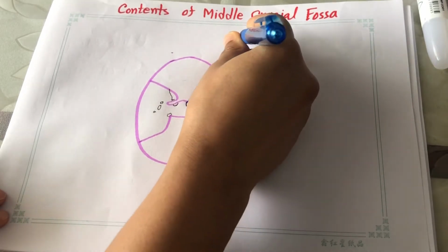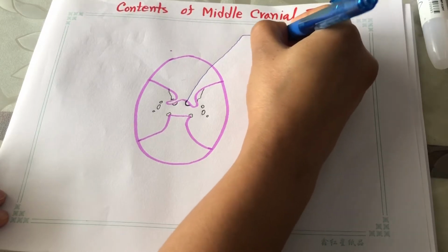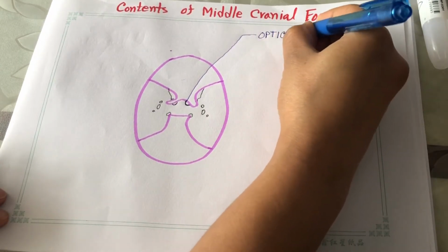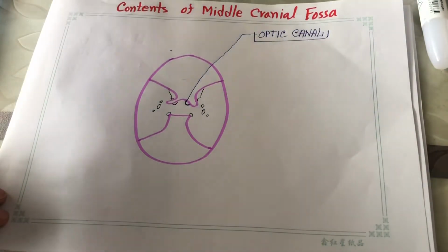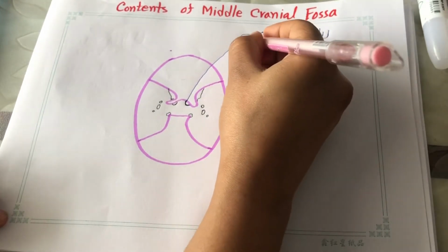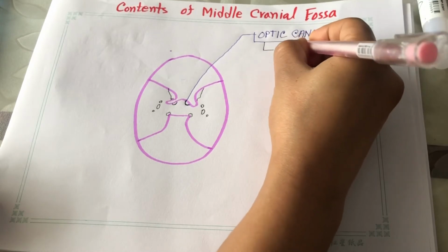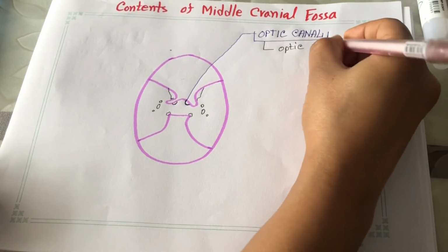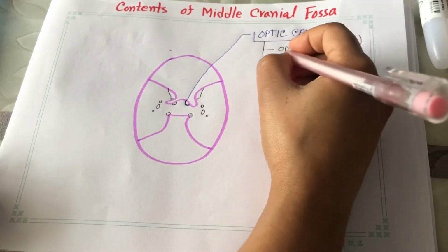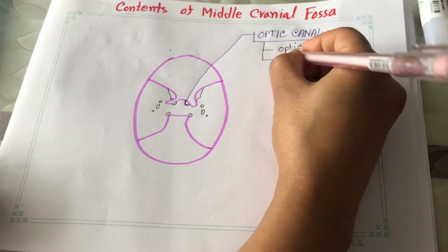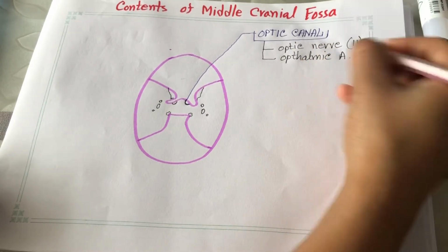So this is our optic canal. Now its contents: optic nerve, or second cranial nerve, and another structure is ophthalmic artery.